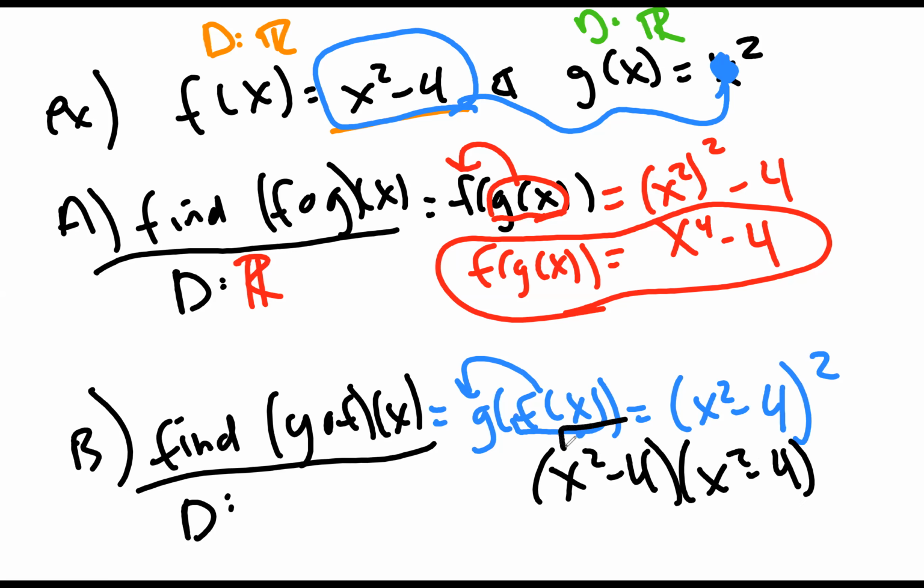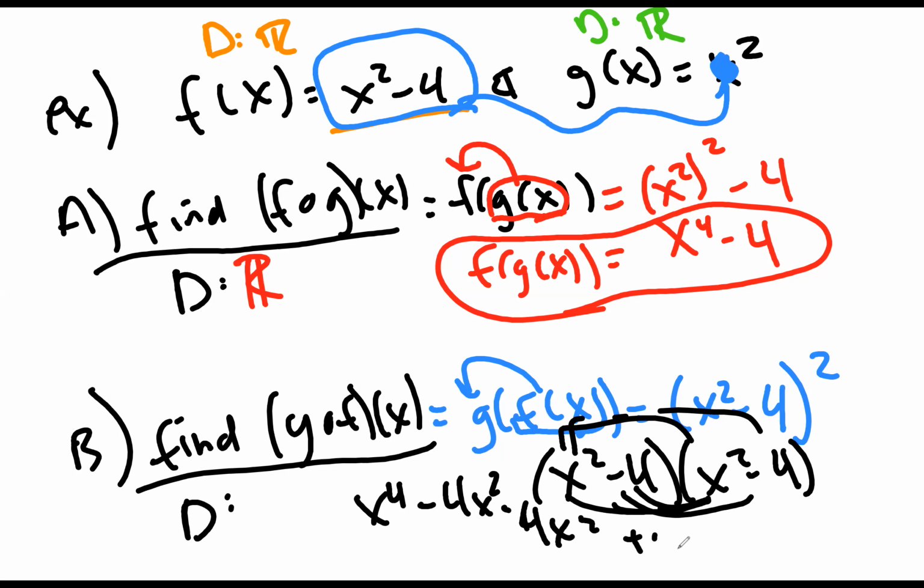And so when I do that, x squared times x squared is going to give me x to the 4th. And then x squared times negative 4, negative 4x squared. No, wait, hold on. I did that already. I've got to back up because I'm getting too messy and I can't see what I'm doing. Okay, negative 4 times x squared, negative 4x squared, and then negative 4 times negative 4 is positive 16.